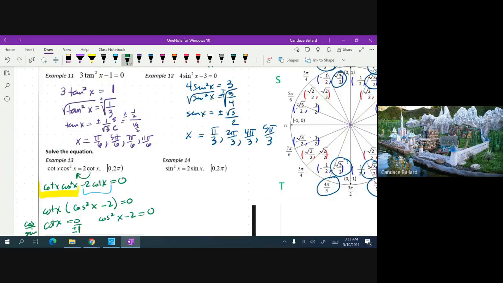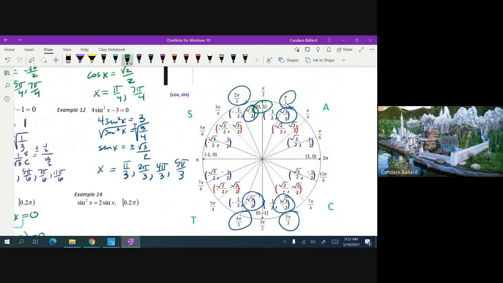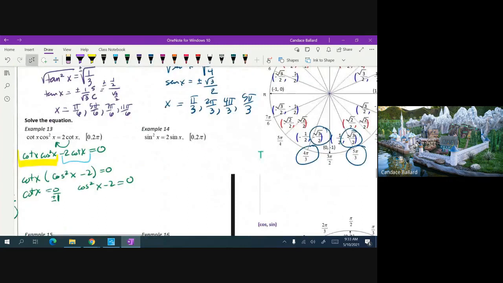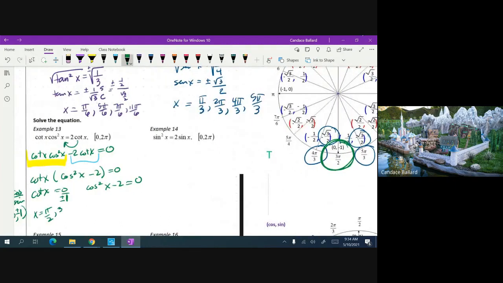So I'm going to go back to my unit circle. 0, 1 is right here, meaning I get to use pi over 2 as an answer. So x equals pi over 2. And then 0, negative 1 is right here, meaning I get to use 3 pi over 2 as an answer. But that's just half of it, right? Because I still need to deal with the other half.